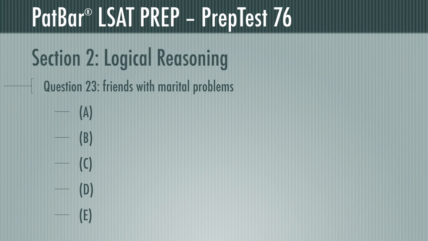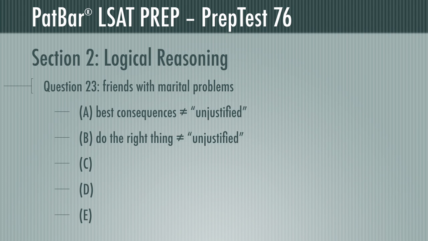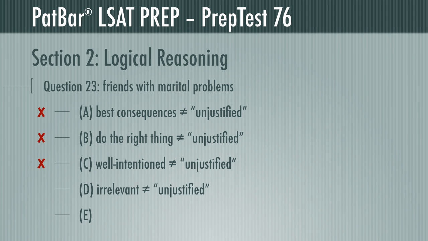We can eliminate three immediately. According to the passage, the attempts were aiming for the best consequences, they were trying to do the right thing, and they were well-intentioned. Since we're looking to support the conclusion that the attempts are unjustified, to say they're irrelevant would also be irrelevant to the conclusion. The only principle supporting the conclusion would be if success is the only result possible to justify an action. E is correct.